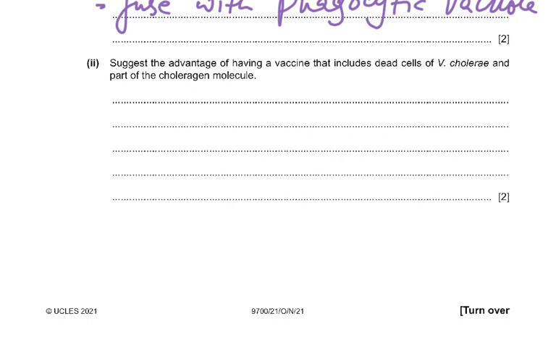Suggest the advantages of having a vaccine that includes dead cells of Vibrio cholerae and part of the toxin molecule. So the cells are dead, so they cannot cause the disease.